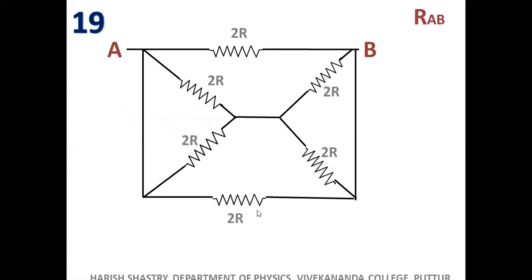Okay, 19th one. What is the problem? It is like this. There are many resistors. 6 resistors are connected in the form of a quadrilateral like this. What is the equivalent between A and B? Our values are given as 2R, 2R. Everything is 2R. Now, from where will we start, sir?